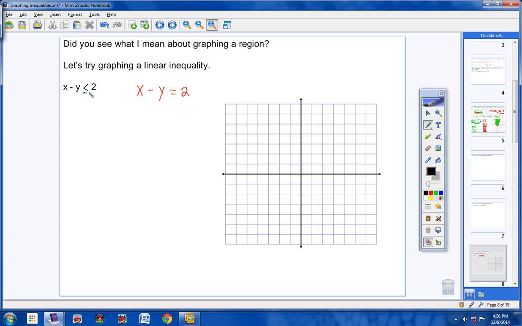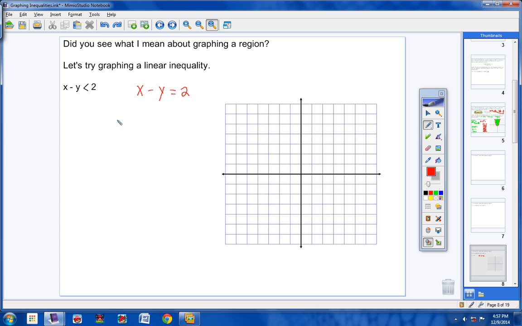Is there an equal sign underneath of the line? No, there's not. If there was, you would graph a solid line, but there's no line here, so we are going to graph a dotted line. Okay? Now, continuing on. How you graph this linear equation is totally up to you, okay?